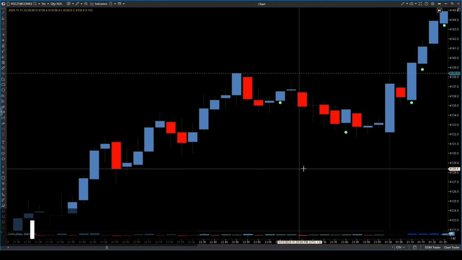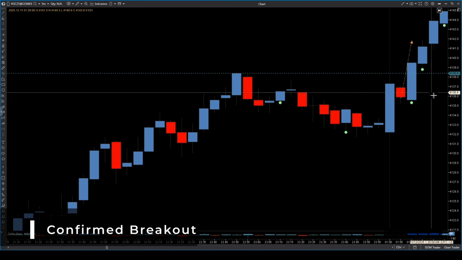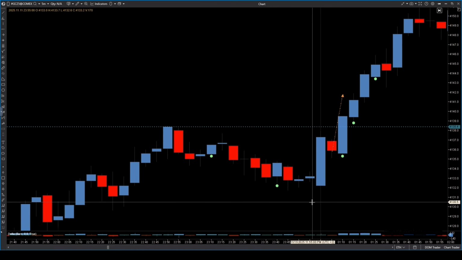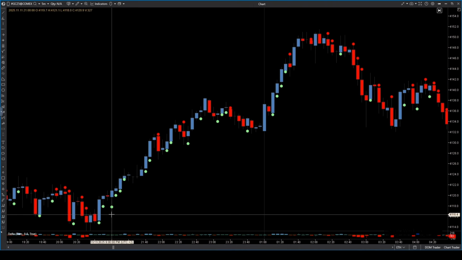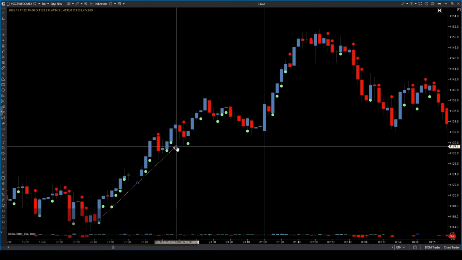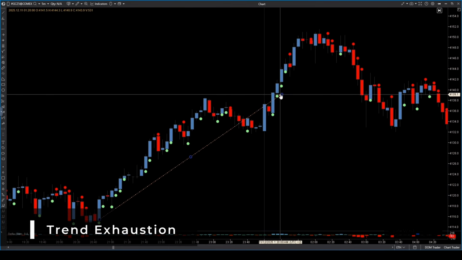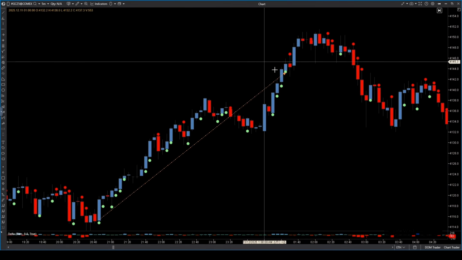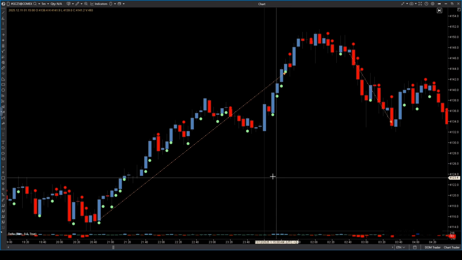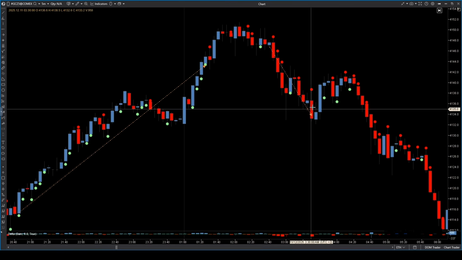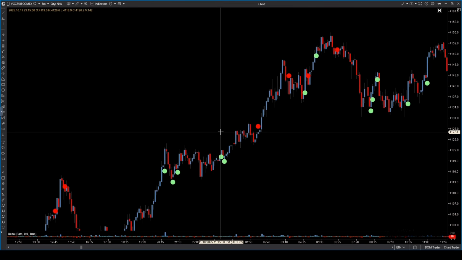Pattern 3. Confirmed breakout. A breakout of a level, plus a corresponding growth indicator dot. Notably, this movement is supported by aggressive volume. It is likely to continue. And Pattern 4. Trend exhaustion. A series of dots of the same color becomes less frequent as the trend continues. The momentum weakens, so get ready for a reversal or correction.